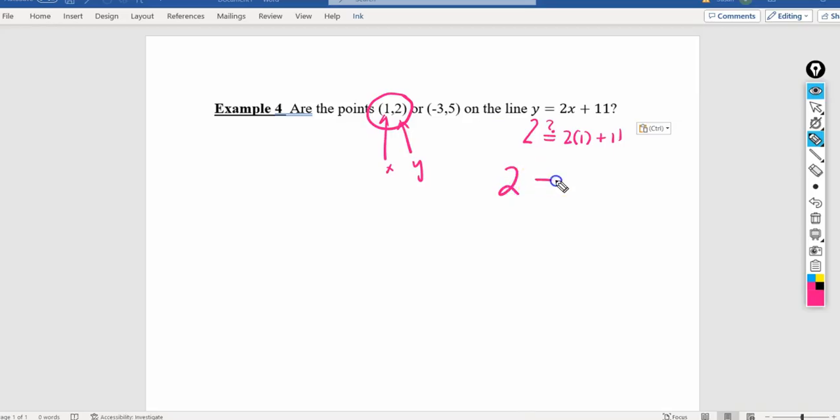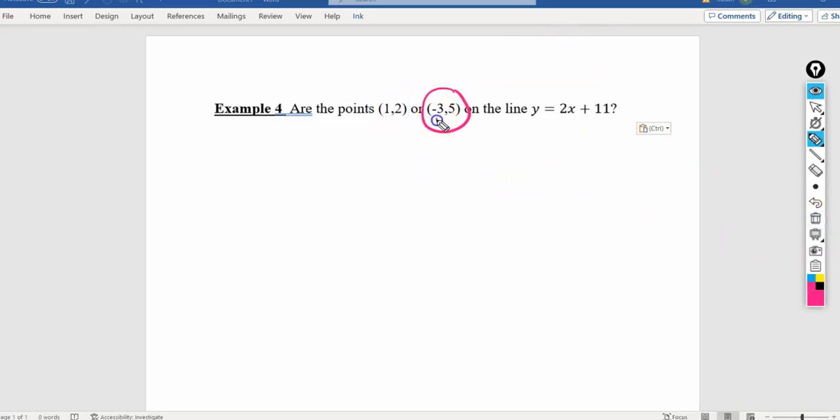So over here I have a 2. And over here I have 2 plus 11, which is 13. And the answer to this is no. They're not equal, and so this is not on the line. The point 1, 2 is not on that line.